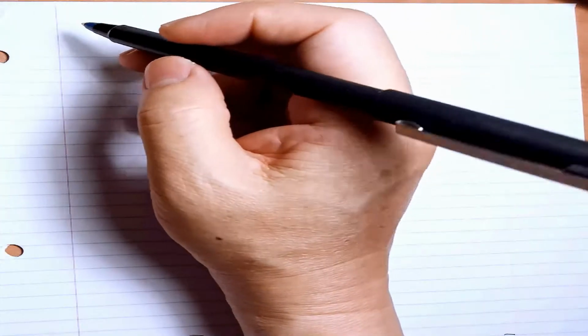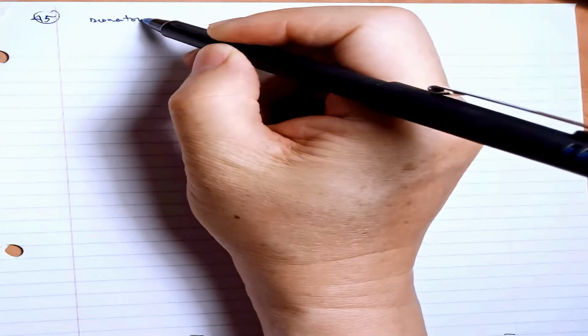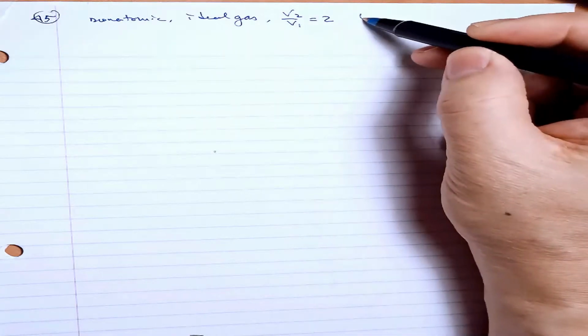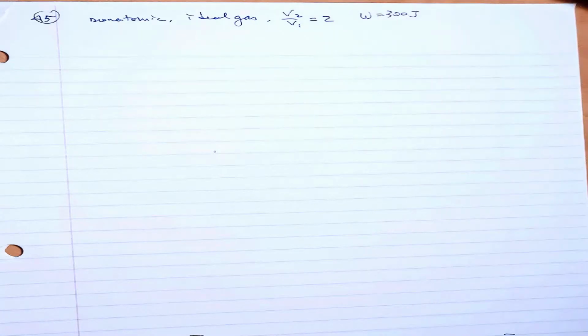Okay, 45. A monatomic ideal gas expands slowly to twice its original volume, doing 300 joules of work in the process. So the work done is 300 joules.